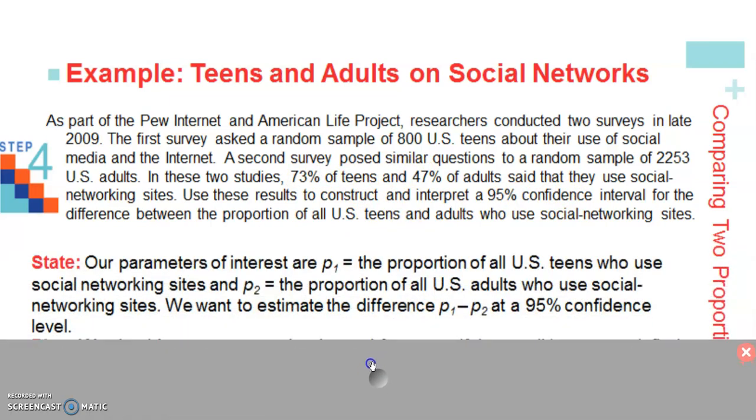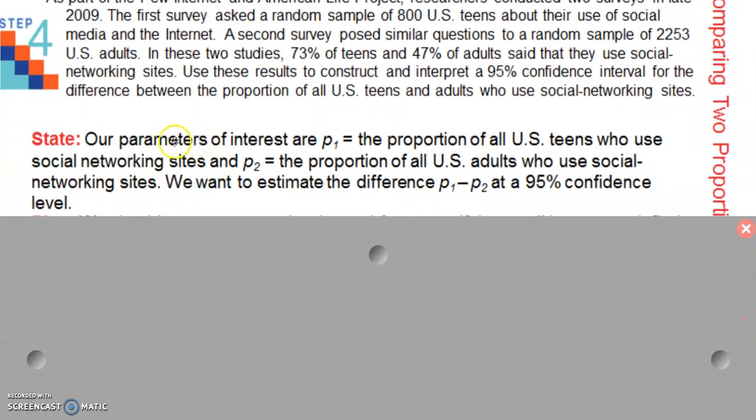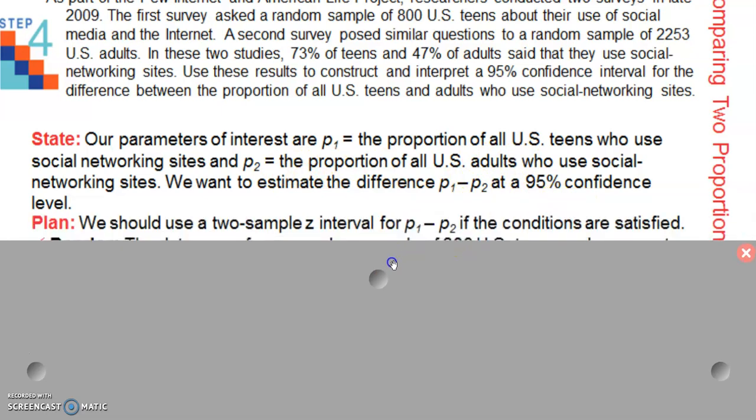State, plan, do, conclude. State for a confidence interval: we define our parameters. P1 is the proportion of all U.S. teens who use social networking. P2 is the proportion of all adults who use social networking. We wish to estimate the difference, P1 minus P2, at 95% confidence. Plan: we state our inference method. This is called a 2-sample z-interval for P1 minus P2.